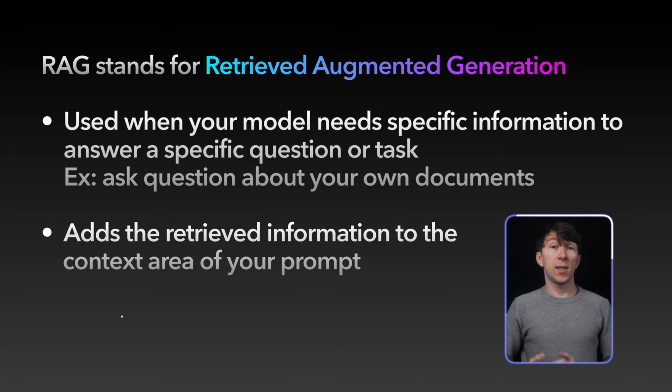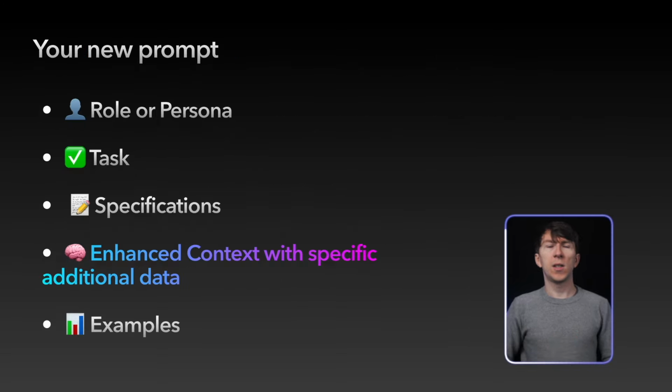The next strategy to use is RAG, which stands for Retrieval Augmented Generation. It is used when your model needs specific information to answer a specific question or task. For example, if you want to ask questions about your own company documents, it will add the retrieved information to the context area of your prompt. So this will be the new structure of your prompt, where you have an enhanced context with specific additional data related to your query.